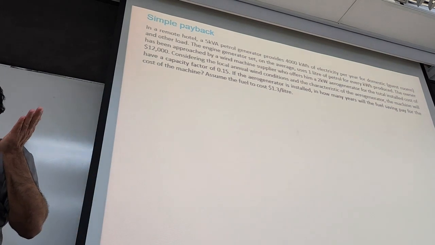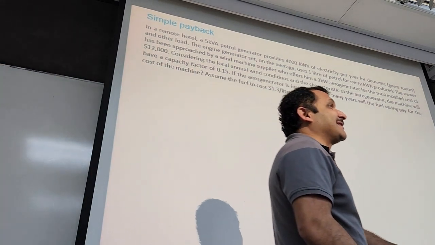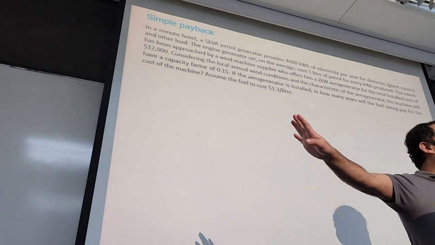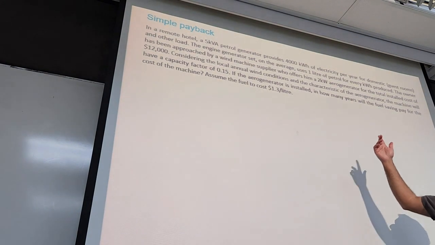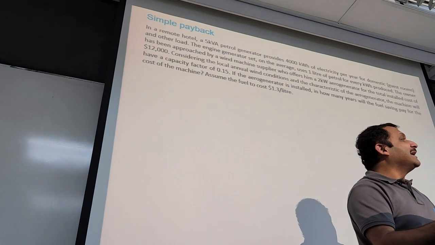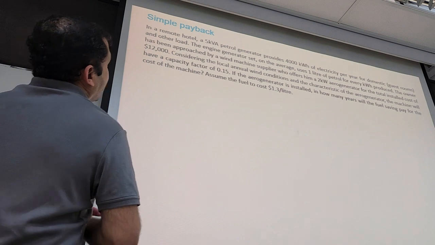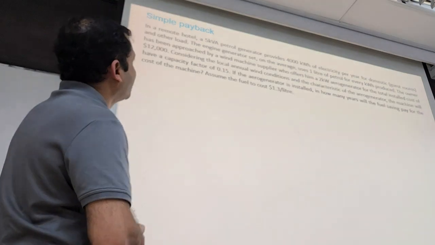So throughout the year, what you do is 2 kilowatts times 365 days times 24 hours a day. That will give you the total kilowatt hours the aero generator would produce if wind was blowing constantly for 365 days every hour. But that's not the case. So you multiply that number by 0.15, and that will give you the maximum amount of electrical energy the aero generator will produce. Make sense? So if the aero generator is installed, in how many years will the fuel saving pay for the cost of the machine?